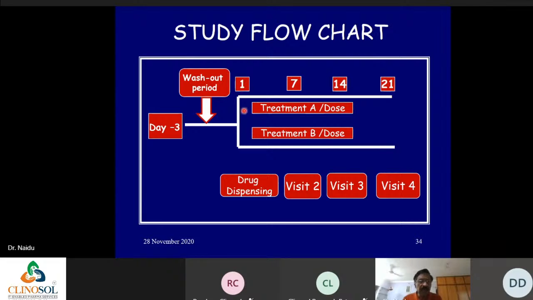We have 2 treatments. As per the randomization, he will go to either treatment A or treatment B. So in the first week, when he is coming out of the washout period, drug administration starts. Then the second visit is after 1 week, that is on the 7th day. Then the 14th day is the third visit, and then the last visit is at 21 days. So the total duration of the study is 21 days: washout period, then treatment A or treatment B, depending on the type of protocol you follow.